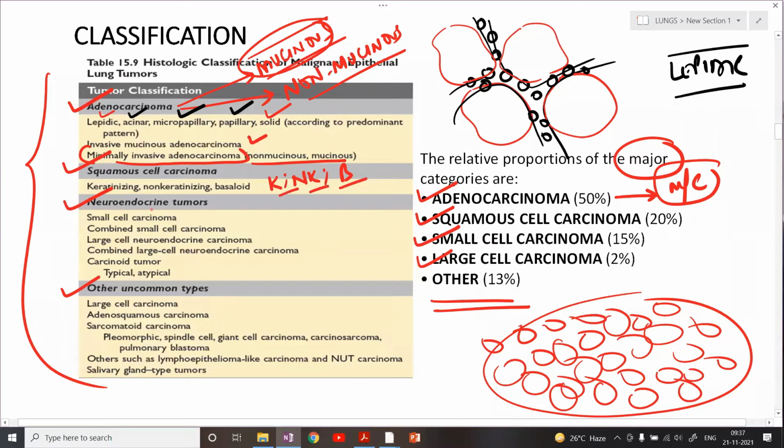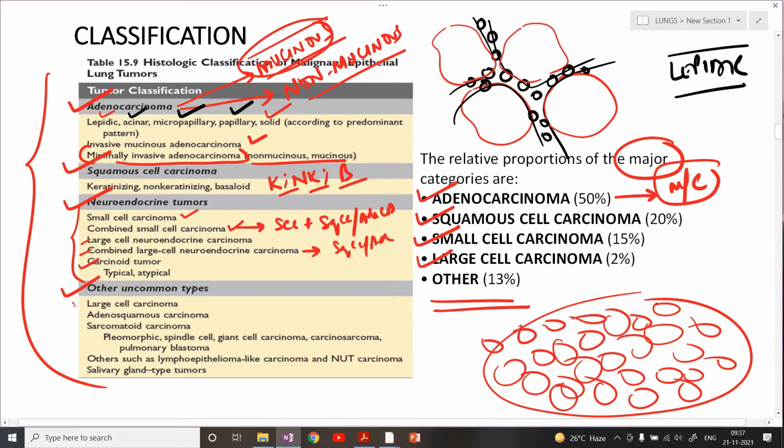Now, among the neuroendocrine tumors of the lung, the most important is the small cell carcinoma. Sometimes you will have a combined small cell carcinoma, along with which you might have a squamous cell or adenocarcinoma. Then you have a large cell neuroendocrine carcinoma, and a combined large cell neuroendocrine carcinoma can be there, that is, along with the large cell you have again the squamous cell or adenocarcinoma. Then there is one more tumor, the carcinoids, that is the bronchial carcinoid, which might be typical or atypical variety.